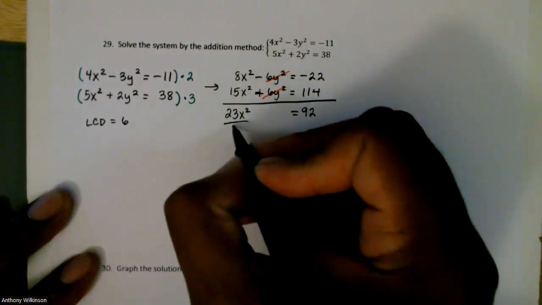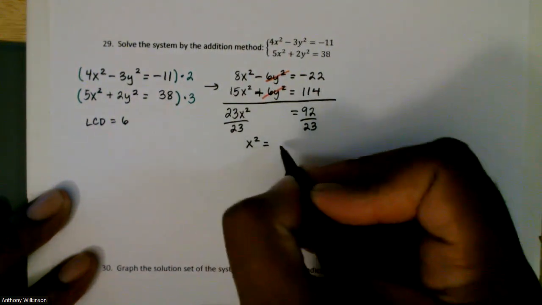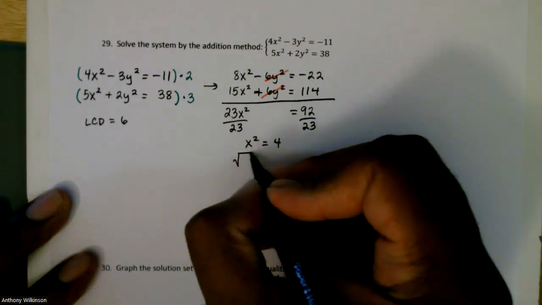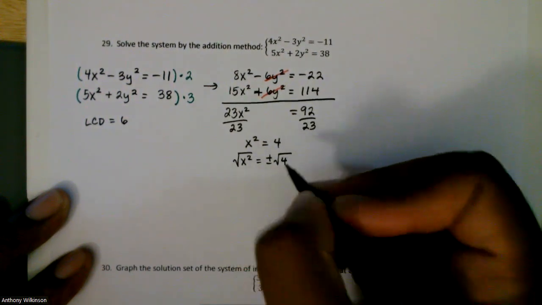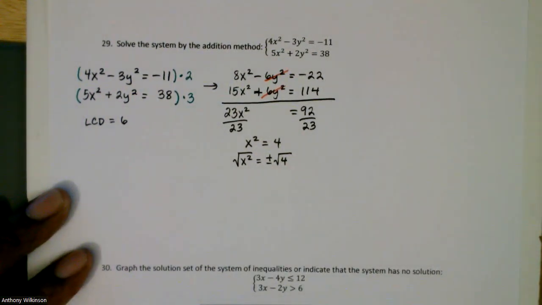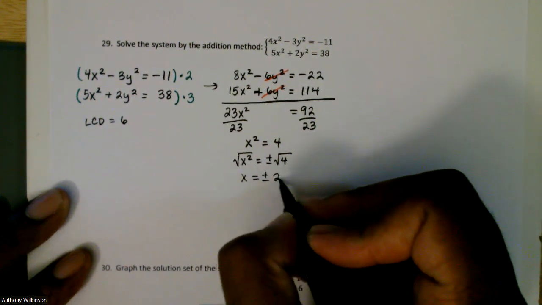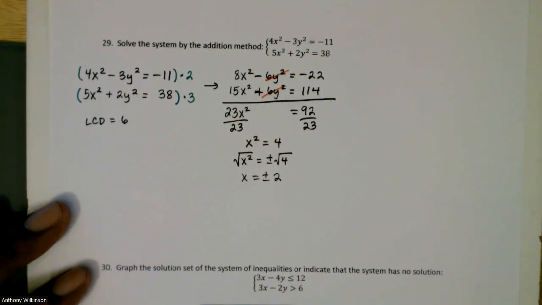And then to solve for x, we're going to divide both sides by 23. That means x squared is equal to a positive 4. Now to solve for x, we're squaring it. So the opposite of squaring something would be to take the square root. And do not forget about that plus or minus symbol. Anytime you take the square root of something in an equation, you need to include that plus or minus symbol. So this will be x is equal to plus or minus the square root of 4, which is 2. So we got x is equal to 2 and x equal negative 2.